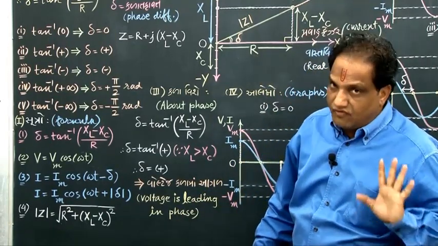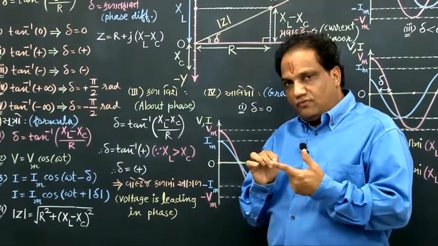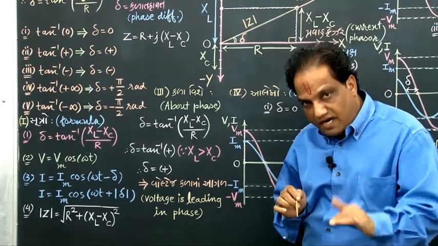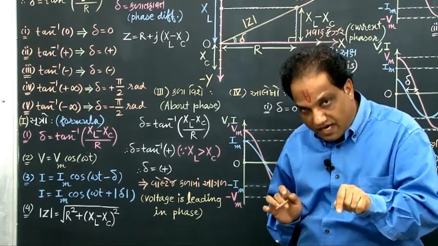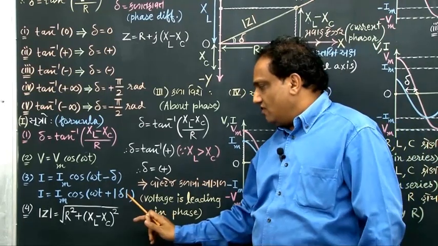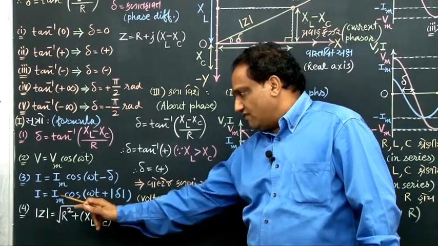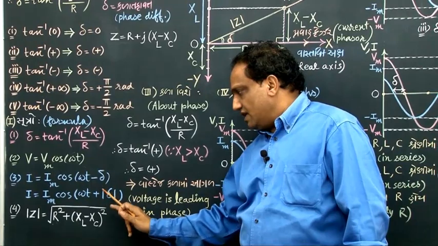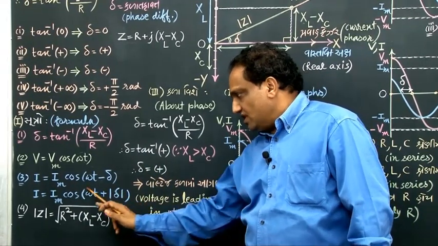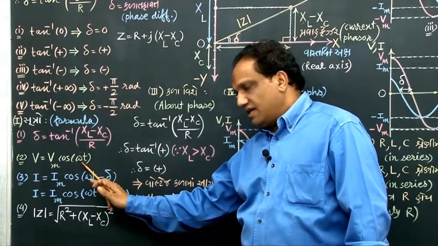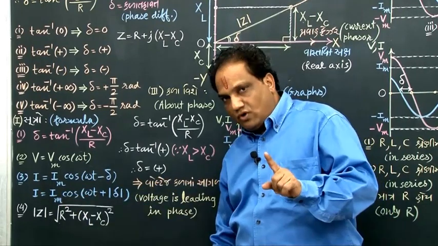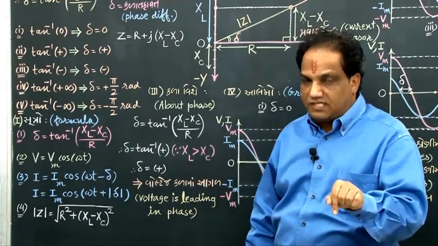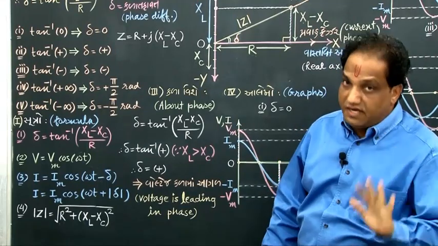Delta is negative. When delta is negative, voltage is lagging behind in phase. You can check it from here. Whenever delta is negative, use this formula. When delta is negative, its modulus will be positive, so this phase will be more than omega t. So phase of current is more, means phase of voltage is less, means voltage is lagging behind in phase.